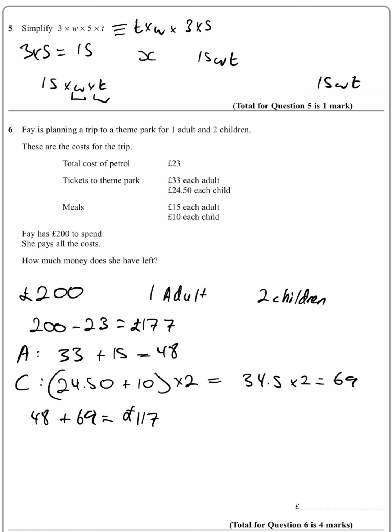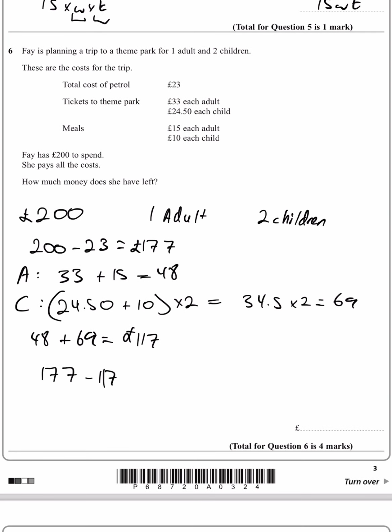And so that's how much she's gonna have to spend on the tickets and the meals for everybody in the little group. So since she has £177 left, we subtract 117, which we get £60. So she remains with £60 after spending everything for everyone.